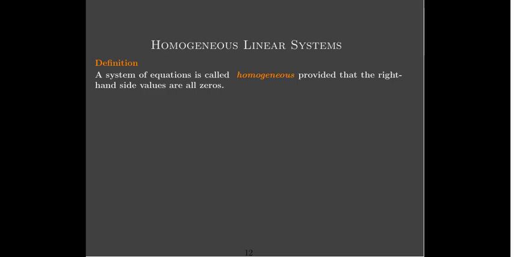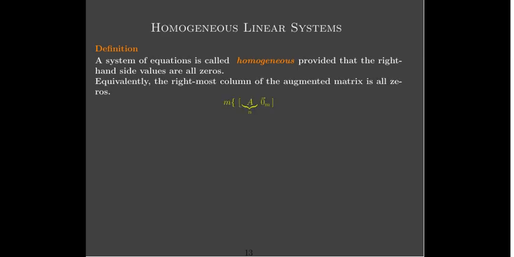And our next classification is homogeneous. A homogeneous system has a right-hand side of all zeros. So in the augmented matrix, your right-hand side portion would just be a zero vector. Here we have your coefficient matrix. Again, m is the number of equations, which means the number of rows. n is the number of variables, which is the number of columns in the coefficient matrix. And then the right-hand side in a homogeneous system will have all zeros.